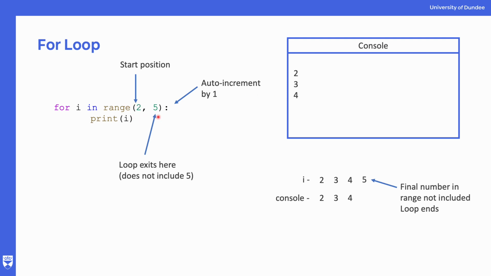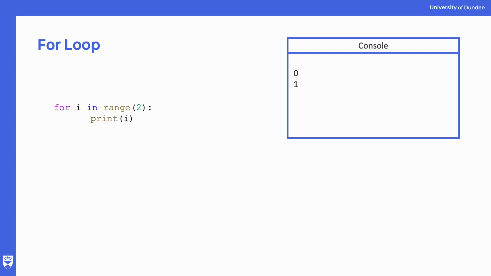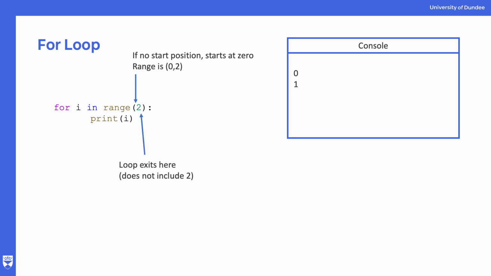So in this case, I have got a start and an end position in my for loop. I can write a for loop where I only specify one number. So if you only have one number in there, then that's going to be my exit, my end point. It's going to assume that the range is from 0 to that number. If you only have one number, we assume that it's going to start at 0. And then the loop will exit at 2.